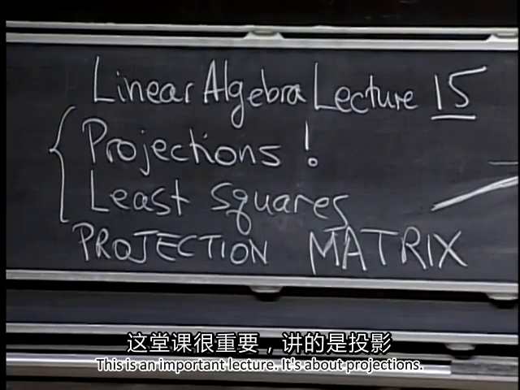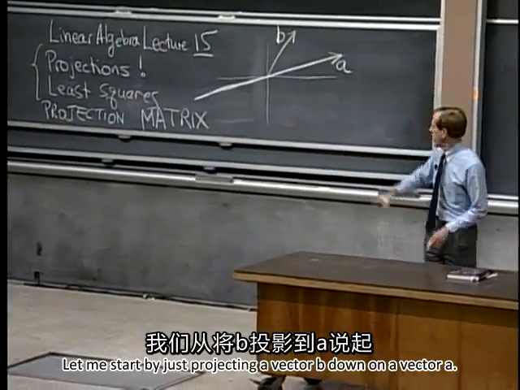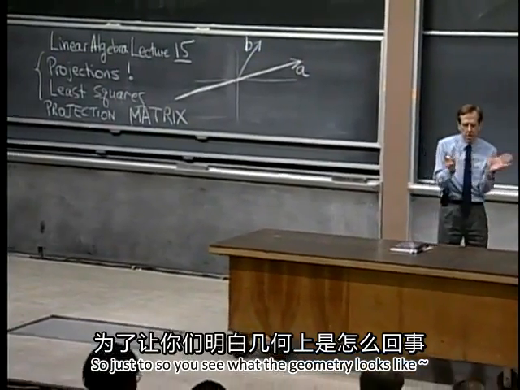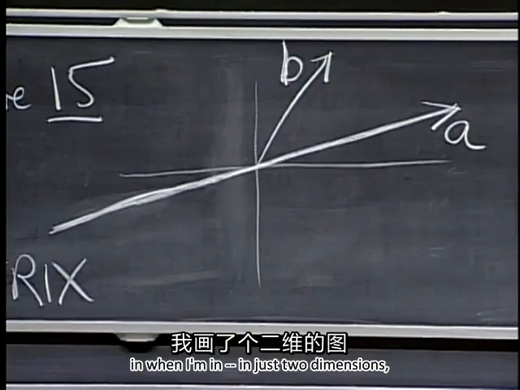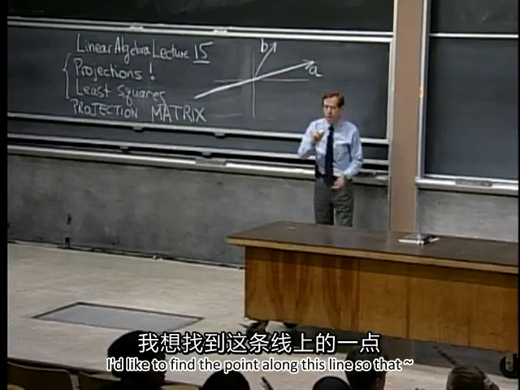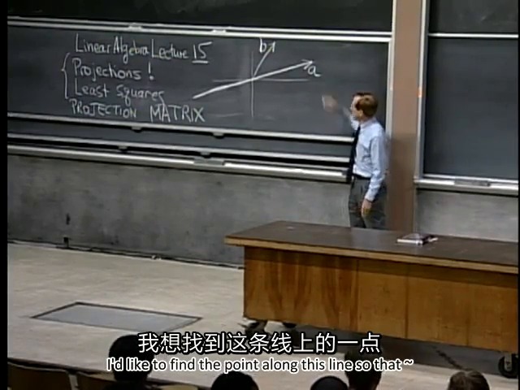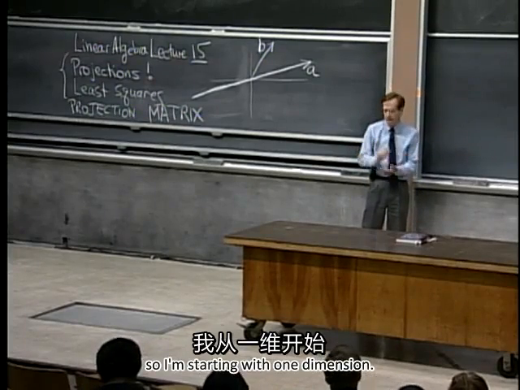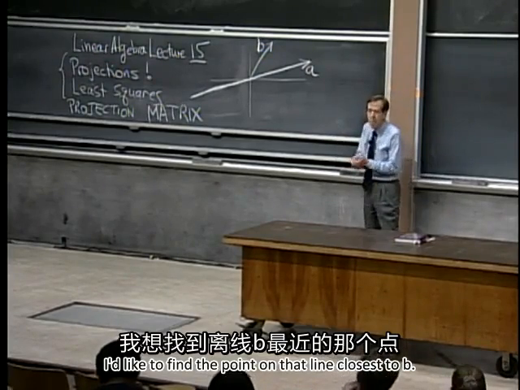It's about projection. And let me start by just projecting a vector B down on a vector A. So you see what the geometry looks like when I'm in just 2 dimensions, I'd like to find the point along this line. That line through A is a 1-dimensional subspace. So I'm starting with 1 dimension. I'd like to find the point on that line closest to B.